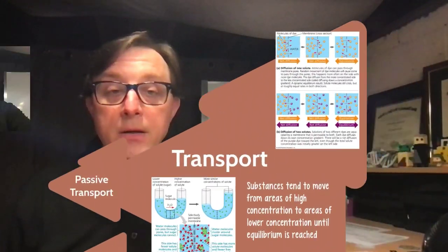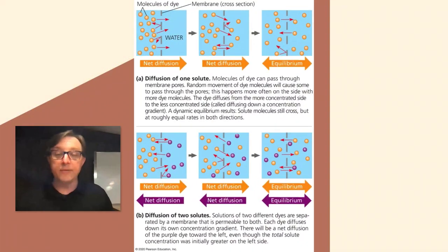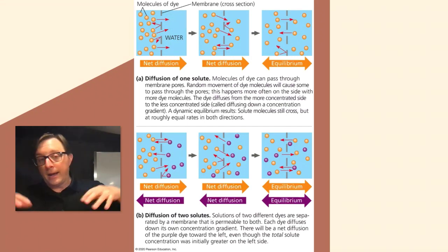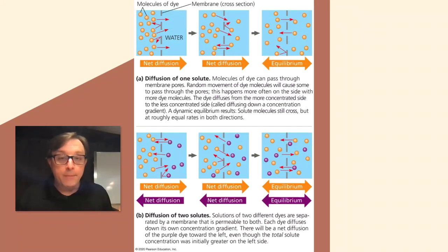And what's going to happen if things are able to freely diffuse, then they will move from high to low until equilibrium is reached. And at equilibrium, there will be equal concentrations of the substance throughout the whole area. At equilibrium, that does not mean that molecules stop moving. They are still moving around, there is just no net movement from one area to another.